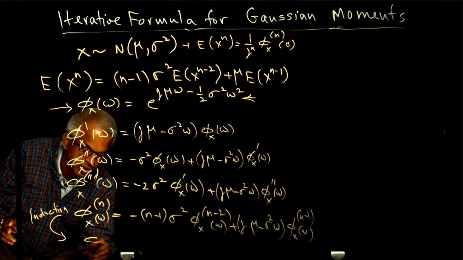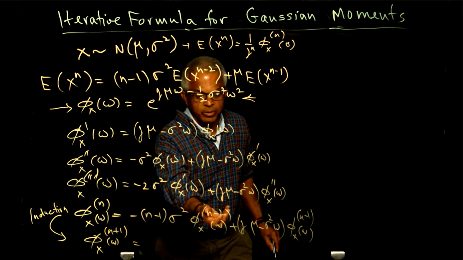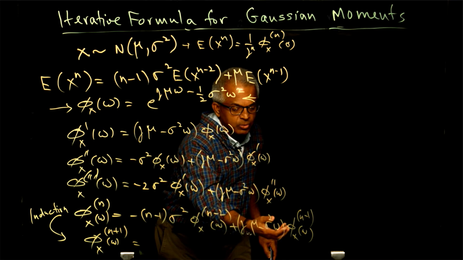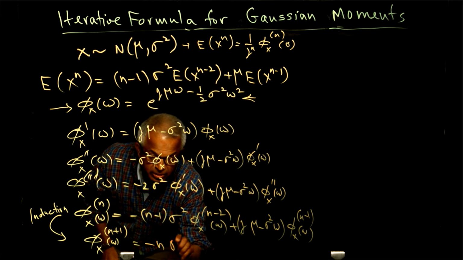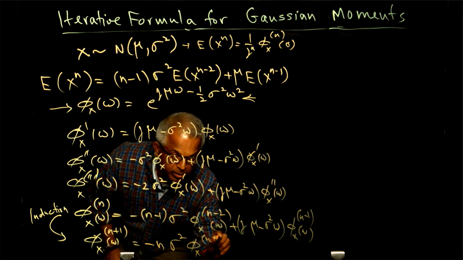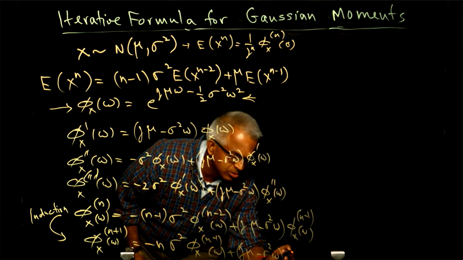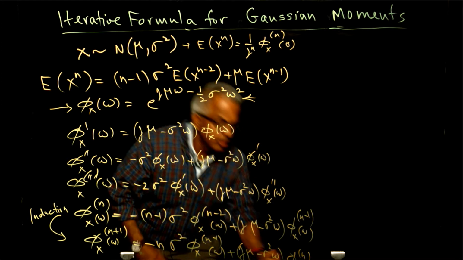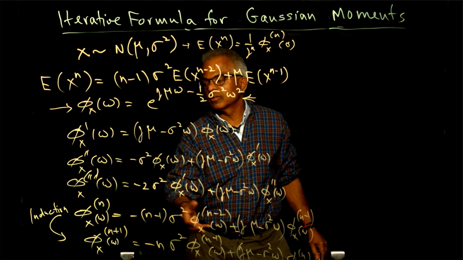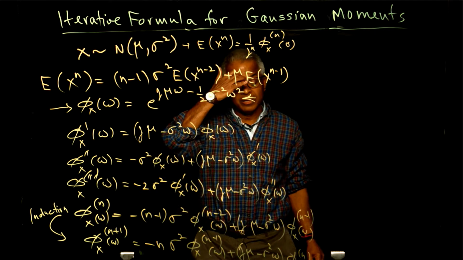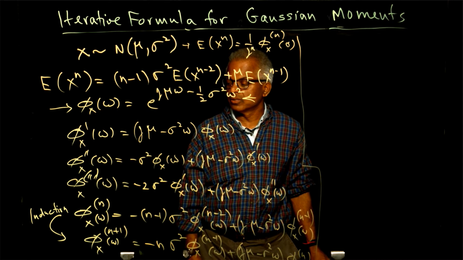So let's start by taking the derivative of this once more. That's going to be phi n plus 1. This is a constant, so this will become n minus 1. But notice that when you do the derivative here by parts, you also get minus sigma squared n minus 1, so n minus 1 becomes n. So minus n sigma squared phi x n minus 1 of omega, plus the term and the derivative of the last segment, which is going to be phi x n of omega. In other words, if this is true, then this is true. Obviously, this proves the claim that this is indeed the formula connecting the derivatives of the Gaussian characteristic function.